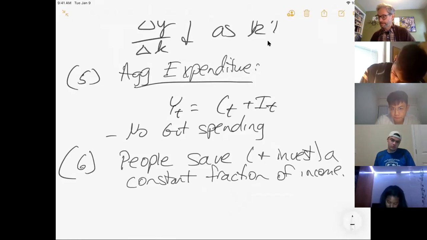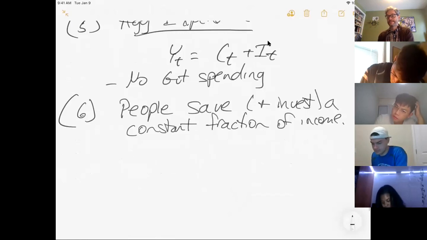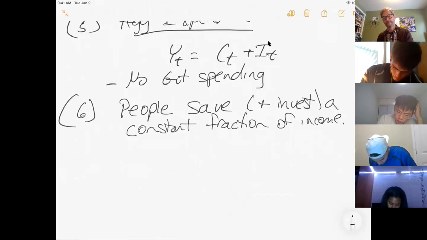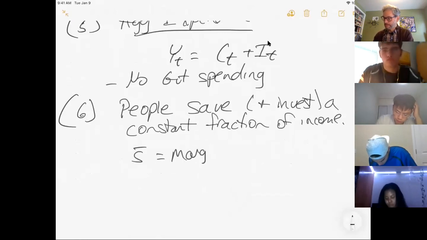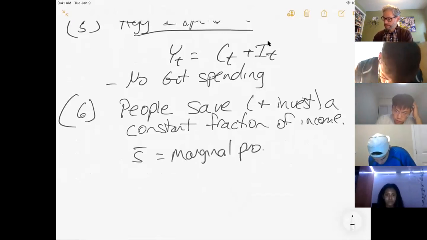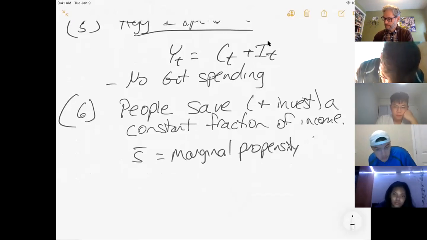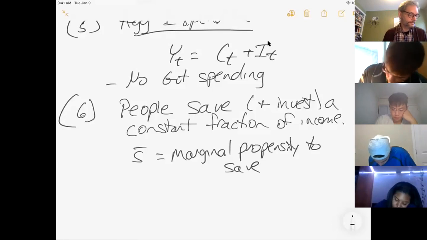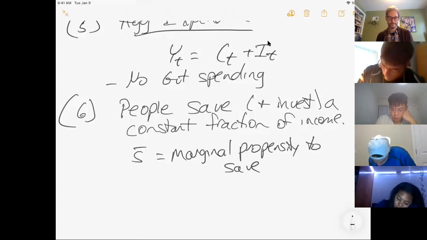Next, we're going to assume that people save and invest a constant fraction of their income. So if they don't consume, they save. And where does that saving go? Investment. And we're just going to assume that this is a constant fraction. So let's call S bar here the marginal propensity to save.